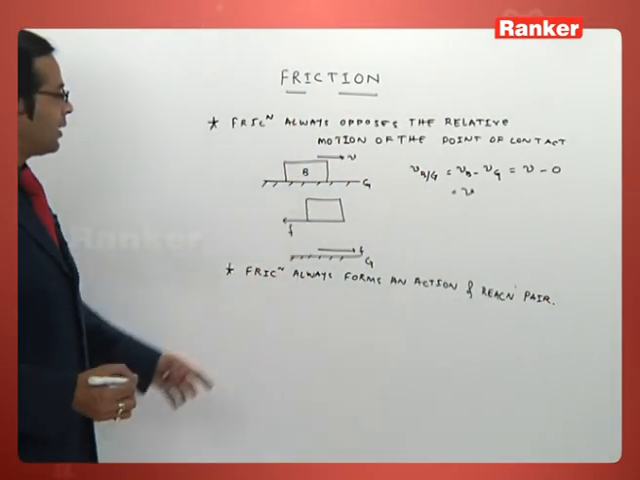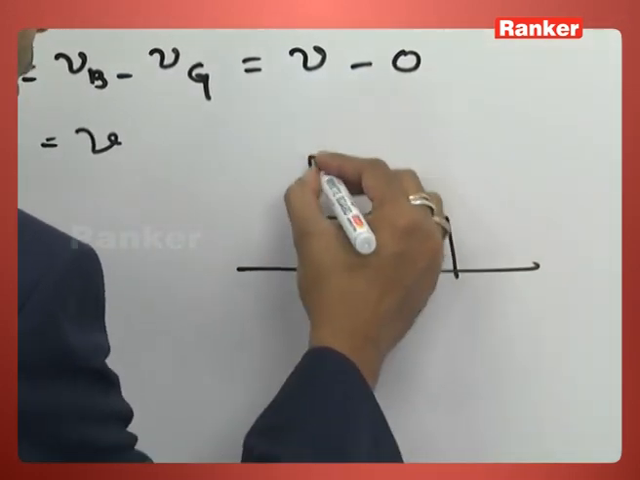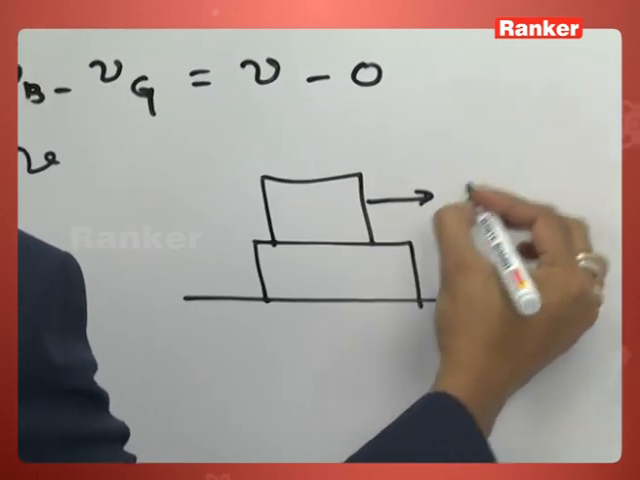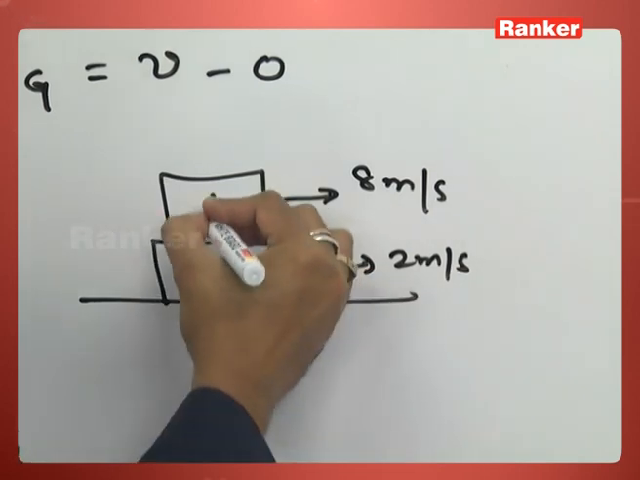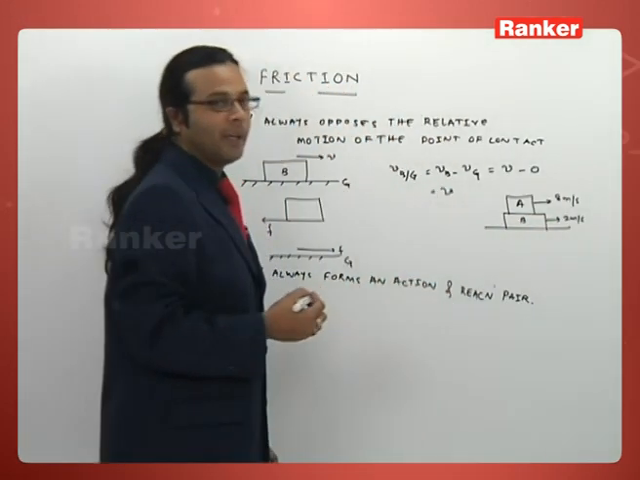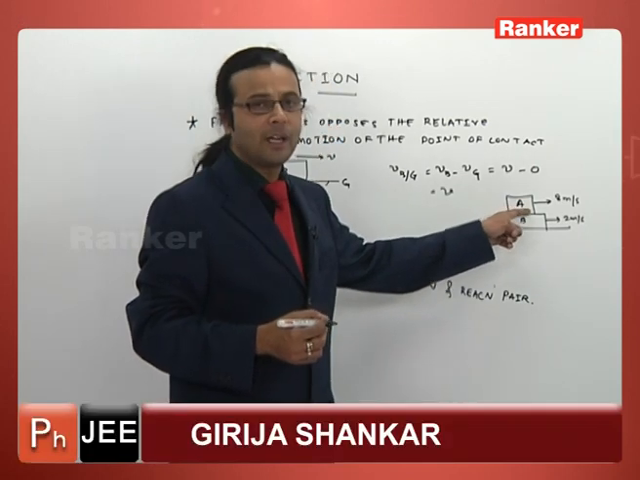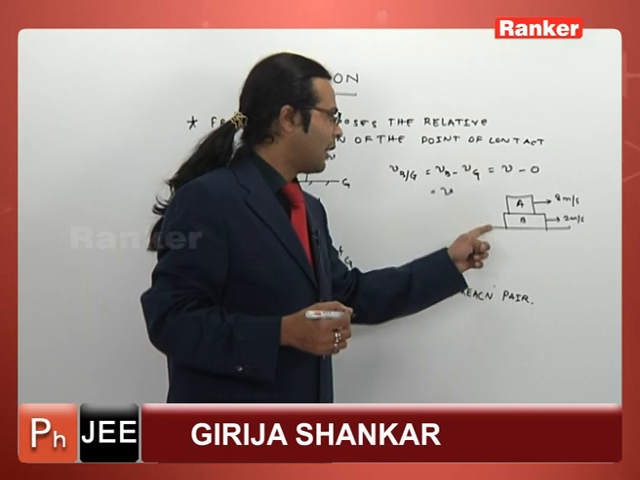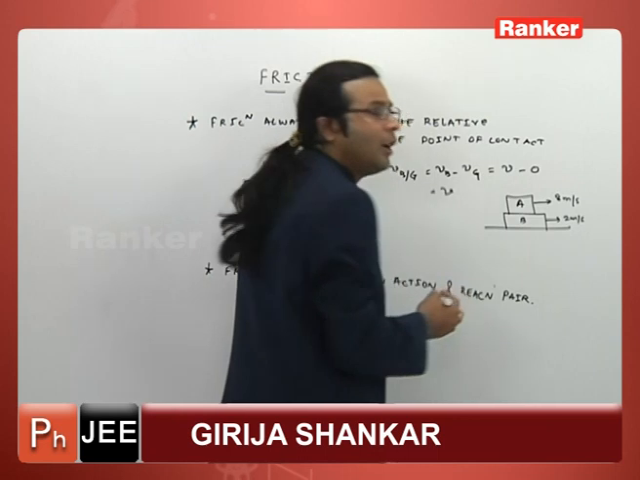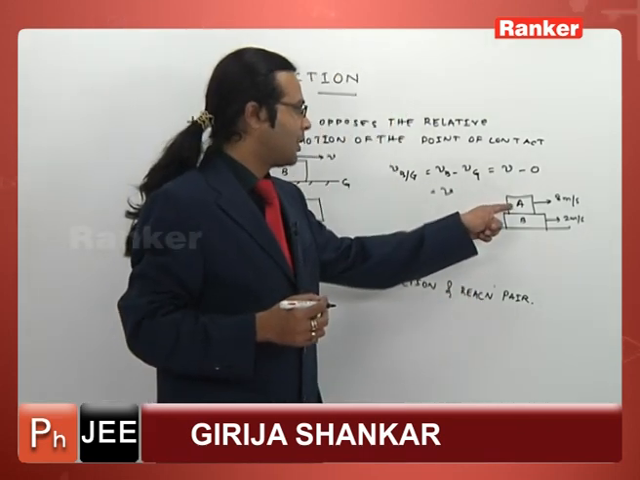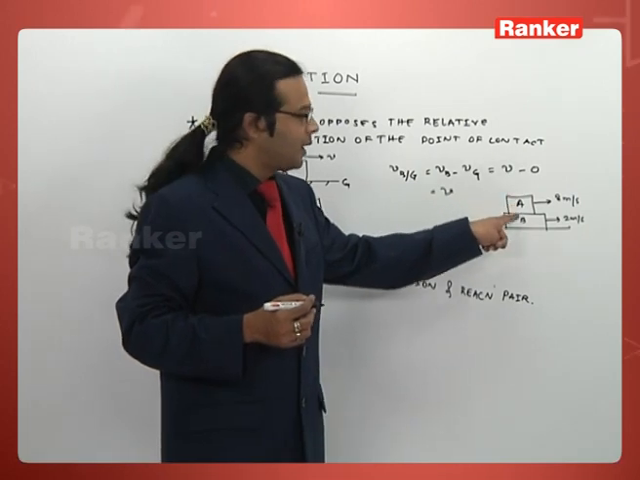So keeping these two things in mind, suppose there are two blocks in this way, one block is this, one block is this. Suppose it is moving with a velocity 8 meter per second, this is moving with a velocity 2 meter per second. Let this be block A, let this be block B. So I want to find out the direction of the frictional force acting on A, the direction of frictional force acting on B, and the direction of frictional force acting between B and ground. When I want to find out the frictional force acting on A, I will take the relative motion of A with respect to B.